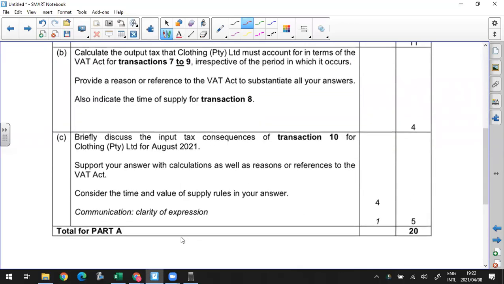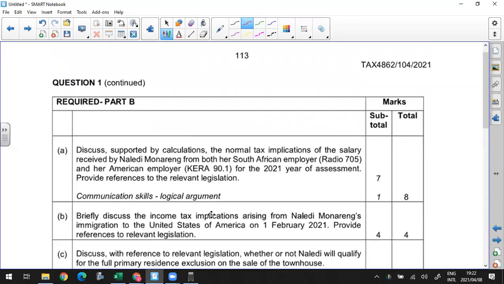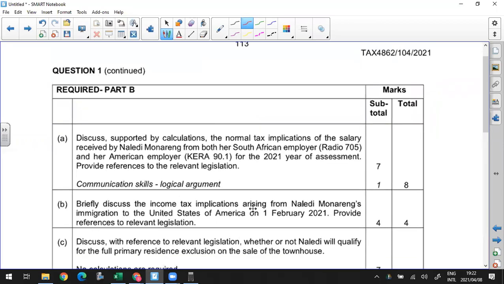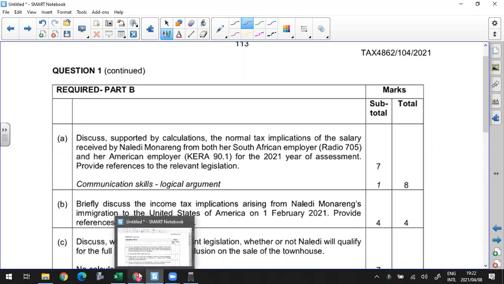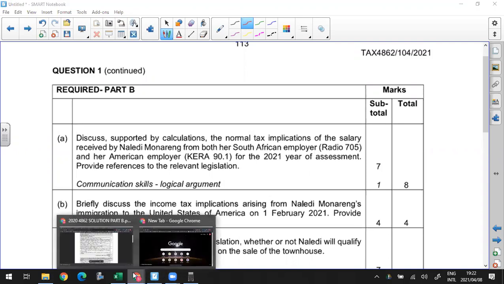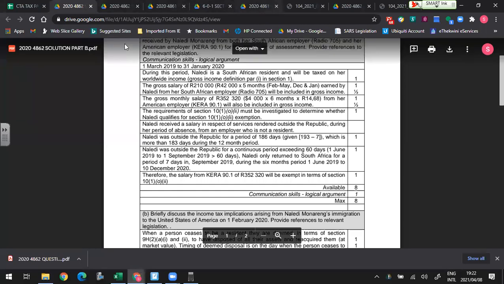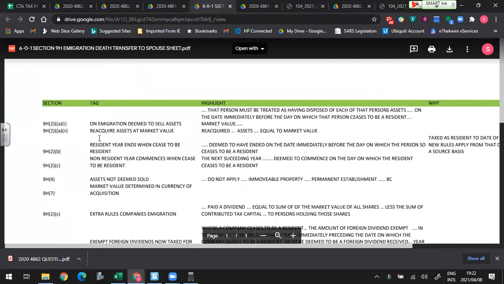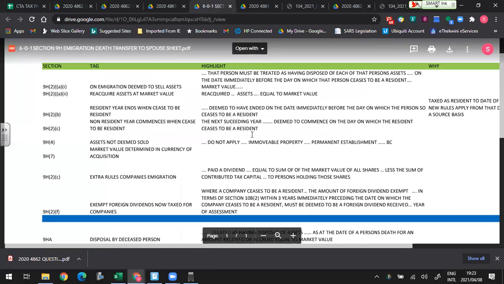Part 2. What does it say? It says briefly discuss the income tax implications arising from Naledi Monoring's immigration to the United States of America on 1 Feb 2021. Provide references to legislation. So guys, remember, here's the tag. I got it opened up earlier. Where was it? That one. There it is on immigration. You just need to write all of that stuff down.